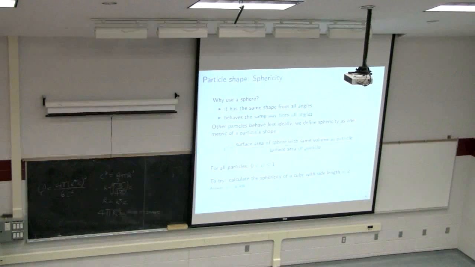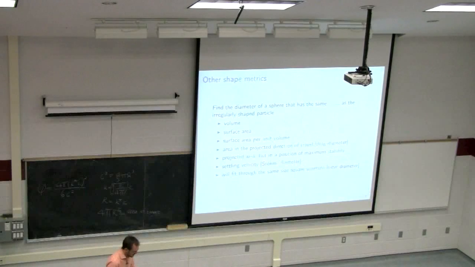So what is the sphericity of a sphere itself? It's 1, okay? So surface area of a sphere with the same volume as the sphere. So you're going to land up with a 1 over there. So we can consider our particles to be more sphere-like or less sphere-like on this scale from 0 to 1. That's one way we can characterize our solids.